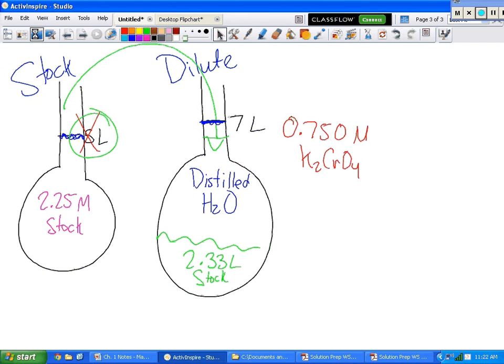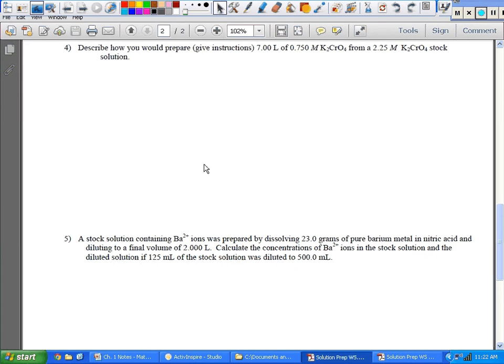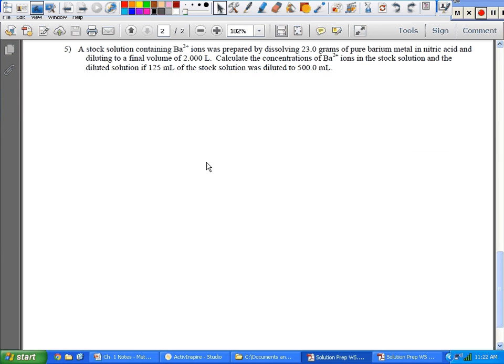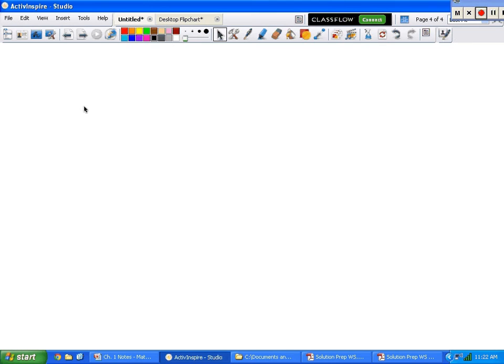5 is a really good question. A stock solution containing barium ions was prepared by dissolving 23 grams of pure barium metal in nitric acid. All right, so let's think about that. Barium metal is a very soft metal, and you take it and you put it in nitric acid and it will dissolve. So I want to draw pictures, and again, because I think pictures sometimes help. So, first of all, what is the aqueous stuff in our beaker?